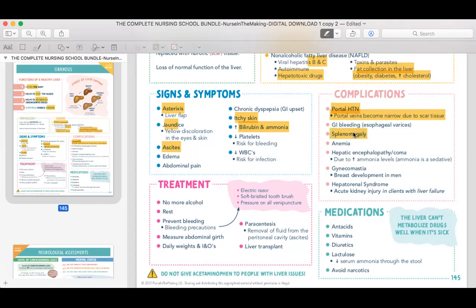Splenomegaly can happen because they have a decrease in albumin level, so now that water isn't being transported, all these organs are becoming very big. You're going to have esophageal varices. You want to make sure that there's a safety measure in place if the esophageal varices pop.